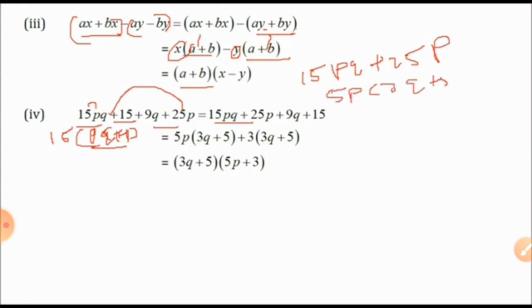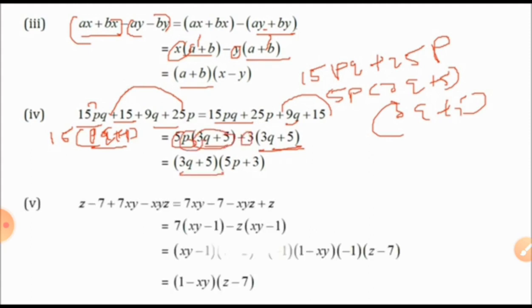Very good, my dear student. It is 5p. That means 3q plus 5 plus 3. 3q plus 5, 3q plus 5, and then after 5p plus 3. Because both the terms have 3q plus 5 common, we can write that first and then after 5p plus 3. Fifth one: z minus 7 plus 7xy minus xyz.